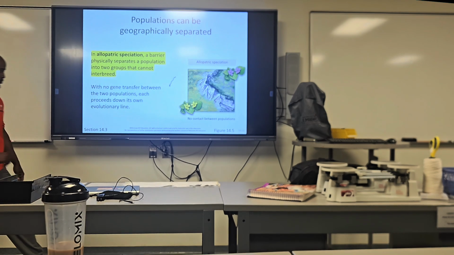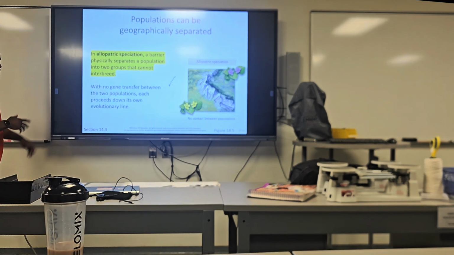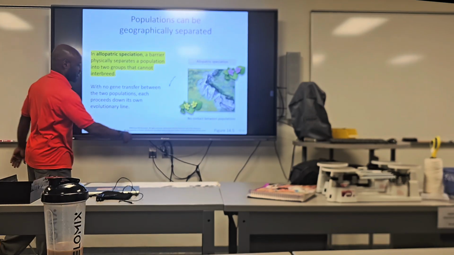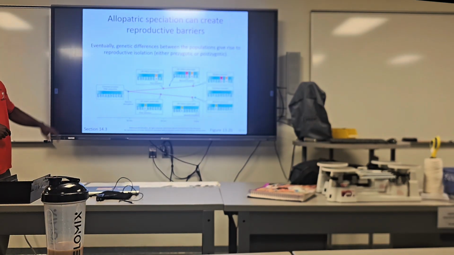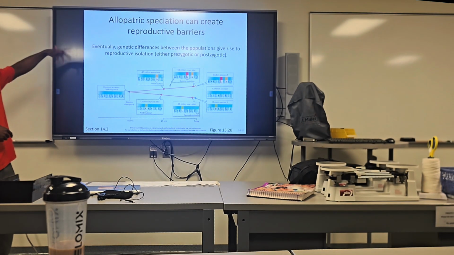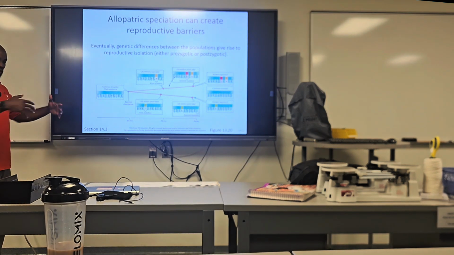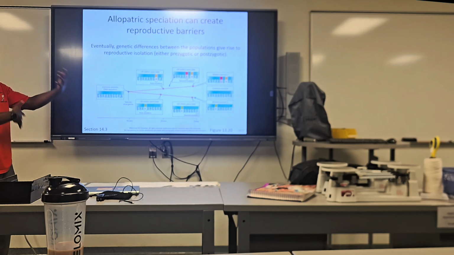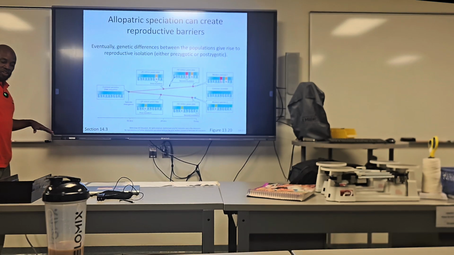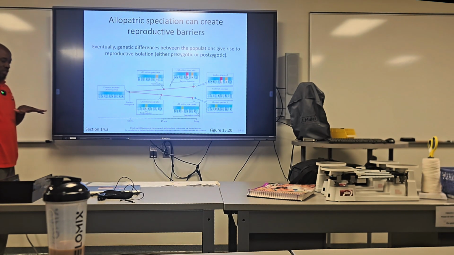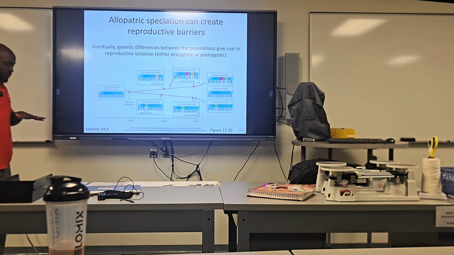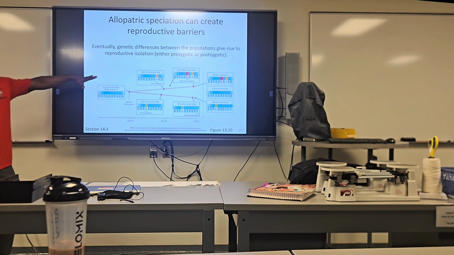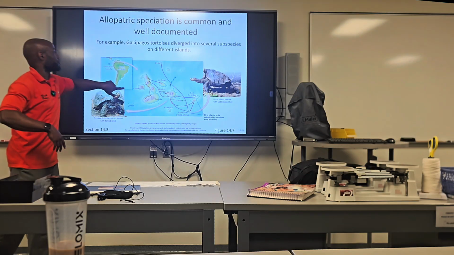All right, so no gene transfers between the two populations. They each proceed down their own evolutionary line. That can happen. And with allopatric speciation, you can create some reproductive barriers. So if we're only mating with each other, then if there's a mutation, that mutation will grow and potentially, since we're separated from other parts of our species, if there's a mutation over here, and we only mate with each other, then we could potentially form a new species over time. So that's the idea there.